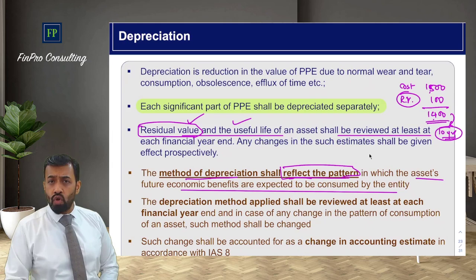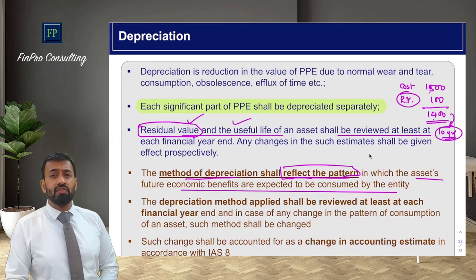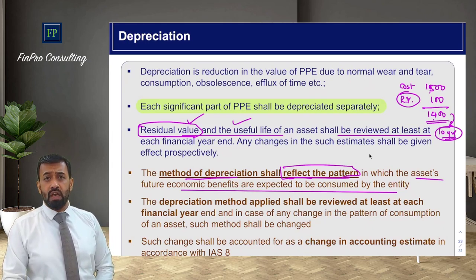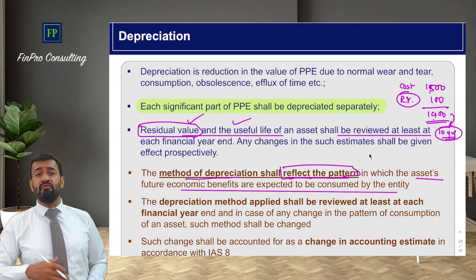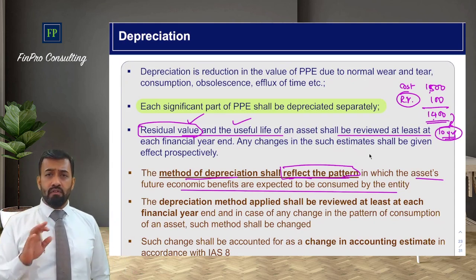It's not a policy choice. So a change of depreciation method is no more a change in policy. It is a change in estimate, and has to be given effect prospectively and not retrospectively.